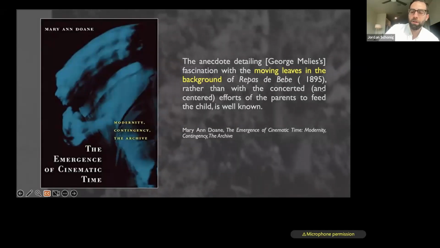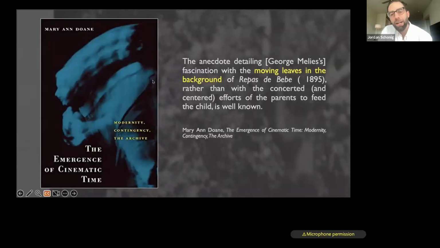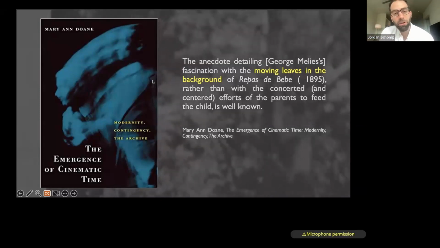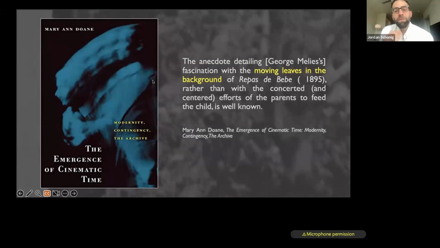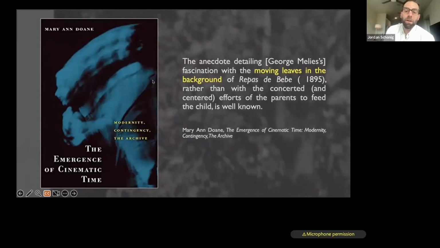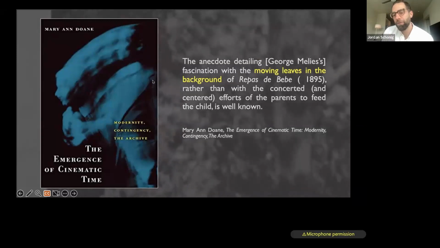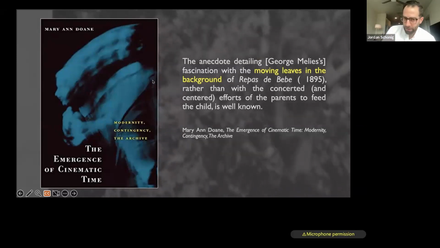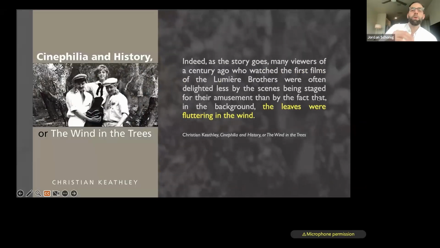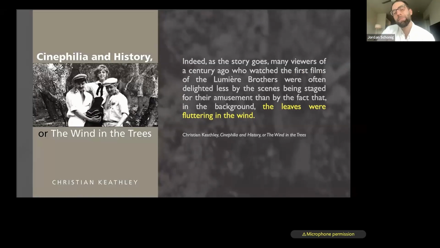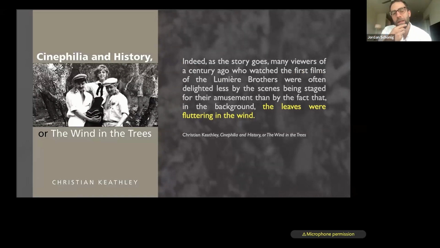So for example, Marianne Doan, a film scholar, says the anecdote detailing Georges Méliès's fascination, Méliès being one of the first major early filmmakers, his fascination with the moving leaves in the background of the baby's breakfast, rather than with the concerted and centered efforts of the parents to feed the child, is well known. Number two, a book on cinephilia, also called The Wind in the Trees, cites the same ubiquity of this myth.